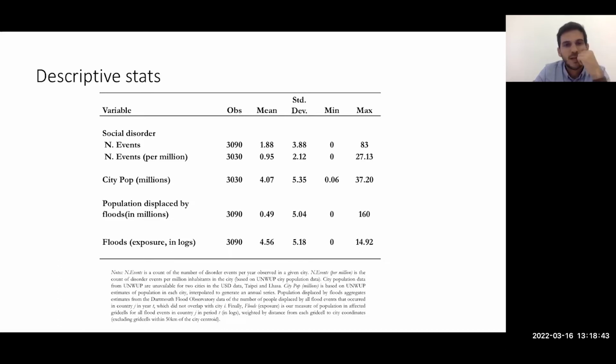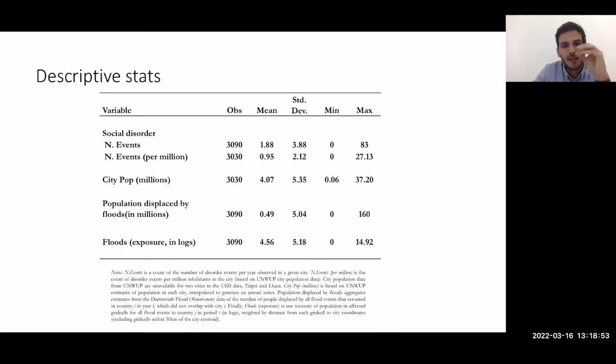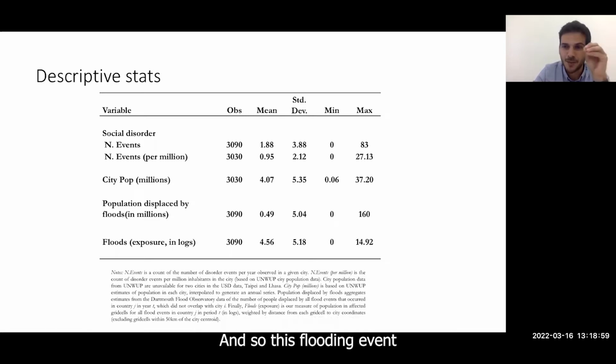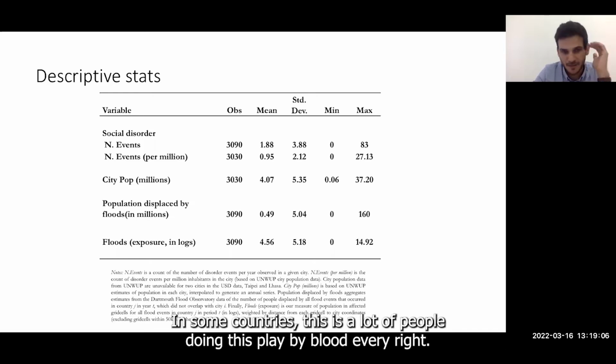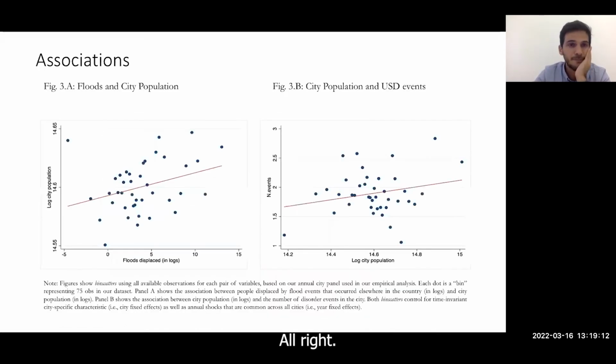And population displaced by floods. Looking at that, this is probably not the best table to tell you that, sorry, but bear in mind that we're talking about millions. So in every year, this flooding event displaces millions of people, right? We're not talking about a few individuals, right? In some countries, this is a lot of people being displaced by floods every year. It could be, in many countries, millions, all right?